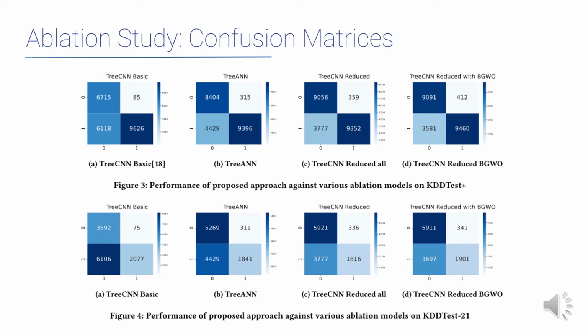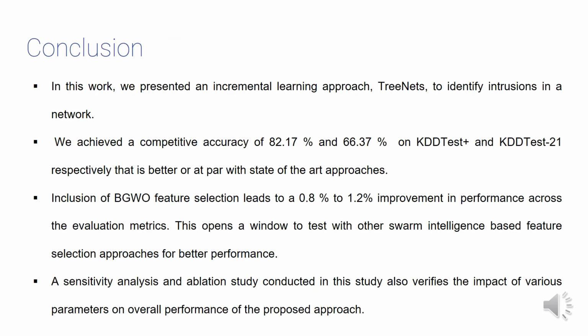As can be seen, we have used different variants of TreeNets. The Tree CNN basic is the original Tree CNN proposed, while the Tree CNN reduced is the modified version incorporating early stopping, model checkpoints, and weighted loss functions. We can see that Tree CNN reduced BGWO performs better than the other approaches.